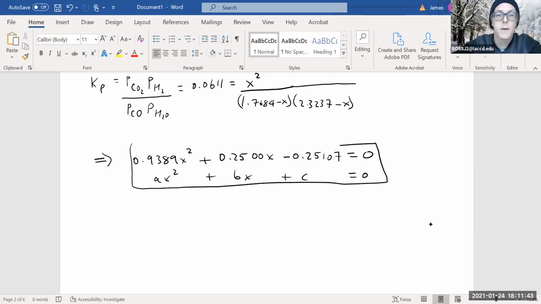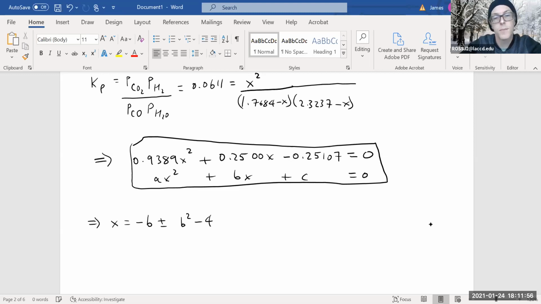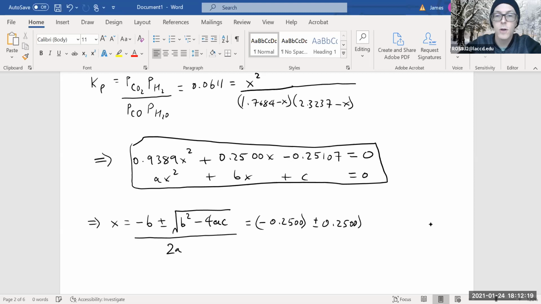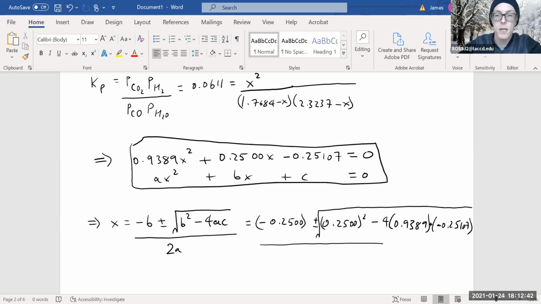So we can use the quadratic. Remember our quadratic, x is minus b plus or minus the square root of b squared minus 4ac, and then the whole thing is over 2a. So this is equal to minus 0.2500 plus or minus the square root of 0.2500 squared minus 4 times 0.9389 times minus 0.25107, and then the entire expression is over 2a, which is 2 lots of 0.9389.